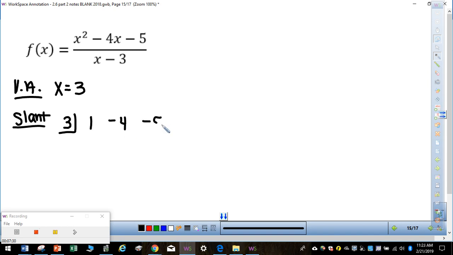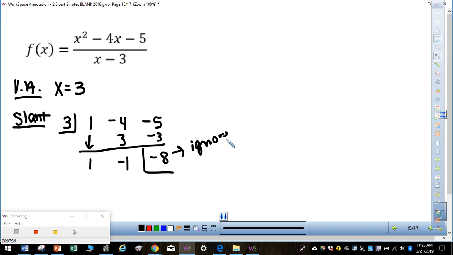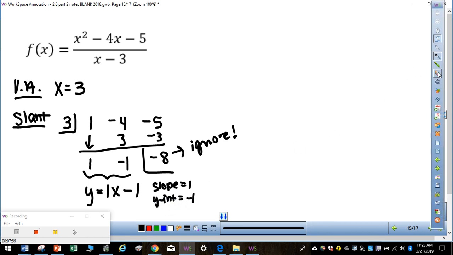We've got 1, negative 4, negative 5. We'll go through our synthetic division. Ignore the remainder. So we're just interested in this part. This represents y equals 1x minus 1. So this slant asymptote line has a slope of 1 and a y-intercept of negative 1. I'm hesitant to write this because that's not the y-intercept of the rational function. That's just the y-intercept of the slant asymptote.